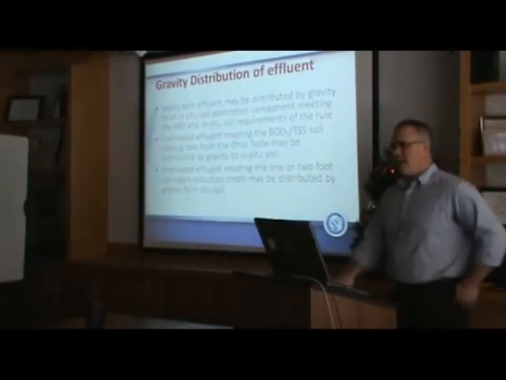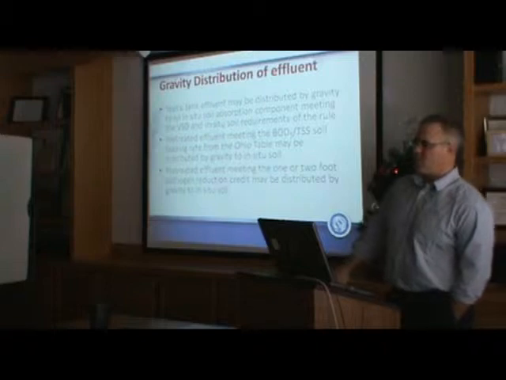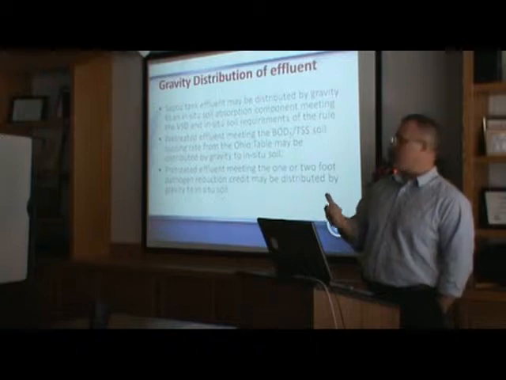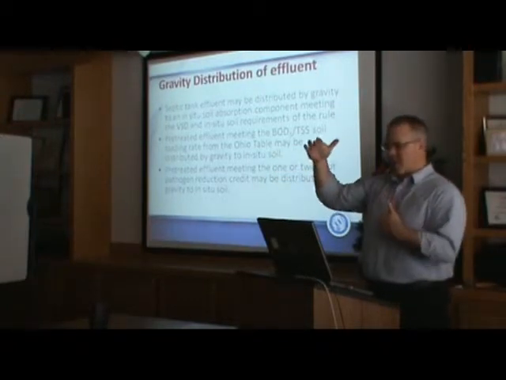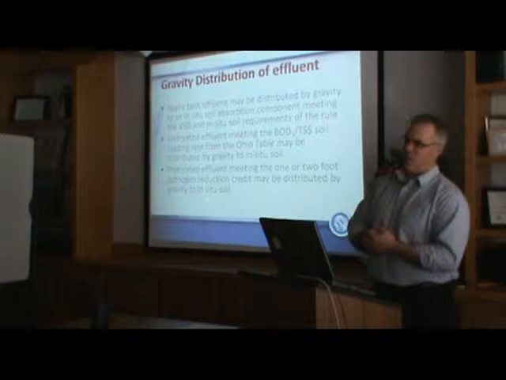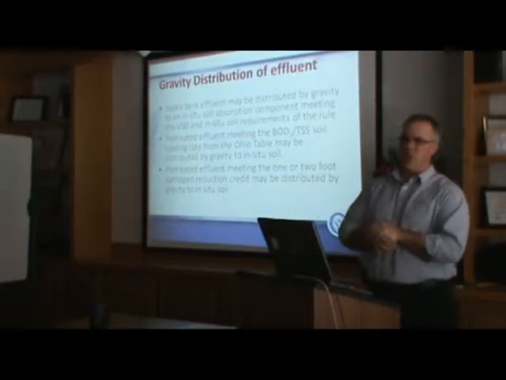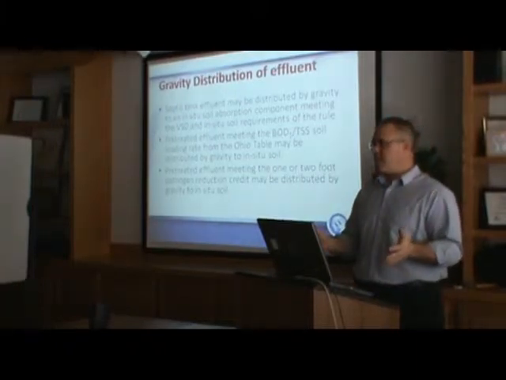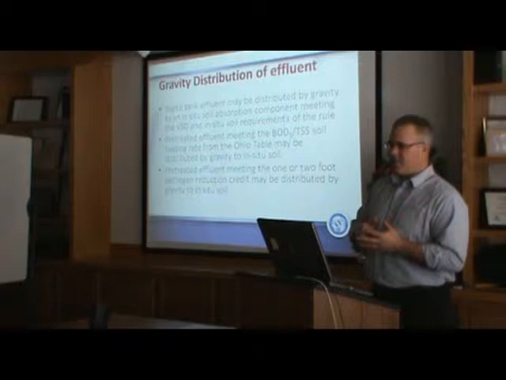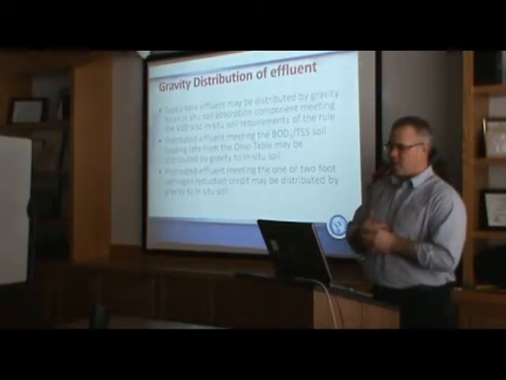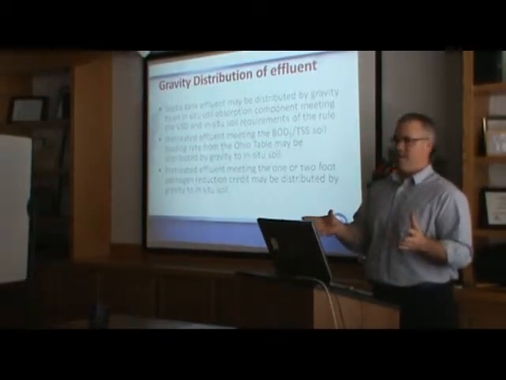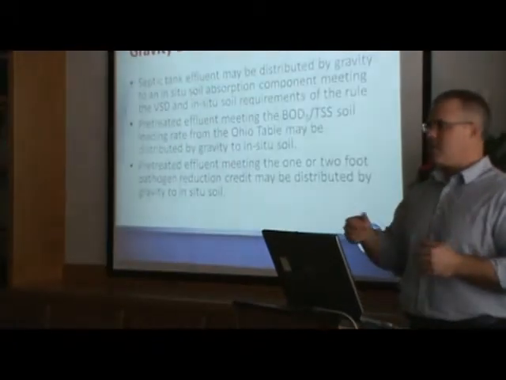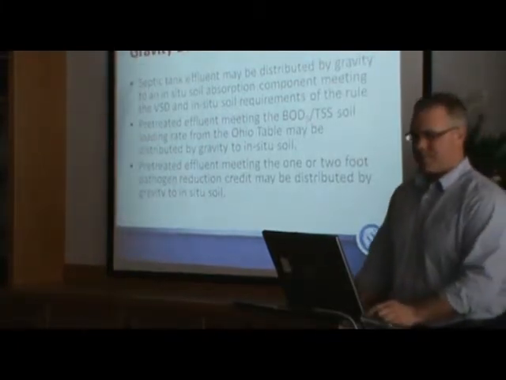I previously mentioned this already, but this is important because it lends itself toward cost. All septic tank effluent can be distributed by gravity when it meets the minimum 12-inch soil or vertical separation distance. Pre-treated effluent can be distributed by gravity if you're simply using it for the BOD TSS reduction, which is actually the square foot reduction you get. Pre-treated effluent meeting the 1 or 2 foot pathogen reduction credit may be distributed by gravity. That's not what's happening right now, so that will remove pumps out of the systems and reduce the system cost.